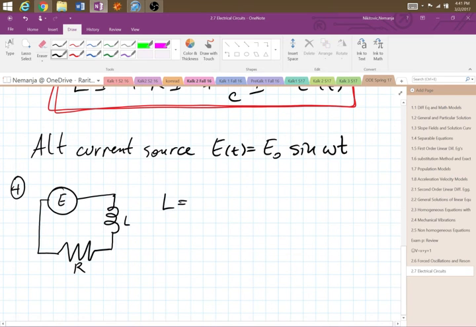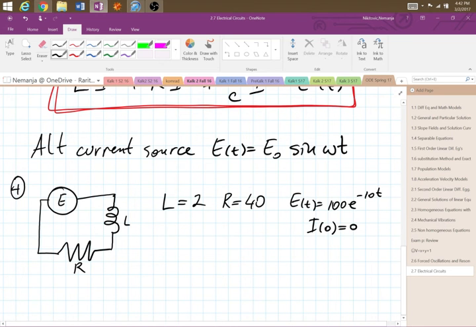So we have that L is equal to 2, R is equal to 40. So 2 Henrys, 40 ohms, and the E of t, alternating current, we have 100 volts, e to the negative 10t. And we also have initial condition I(0) equals 0, which will help us get the particular solution later. Find the maximum current of the circuit.